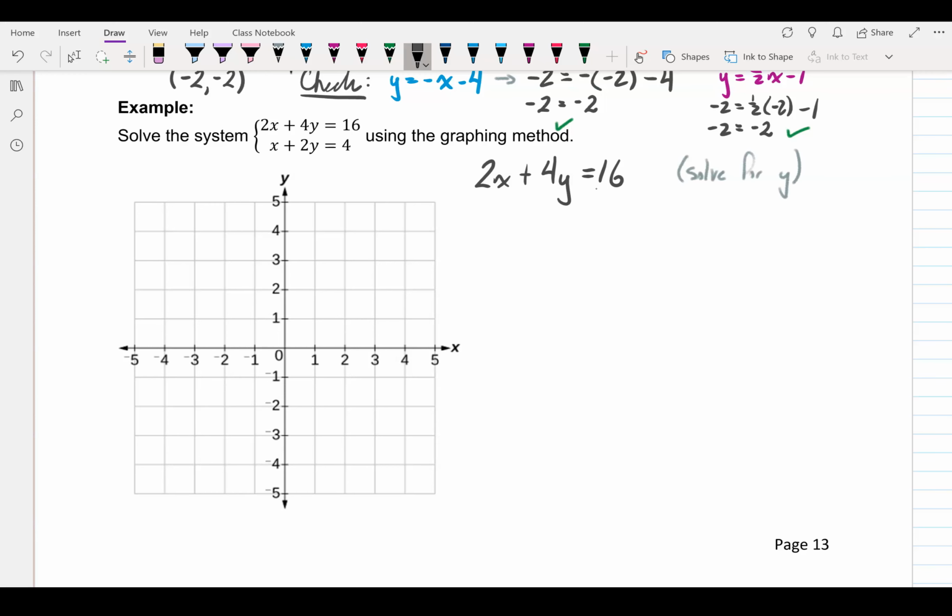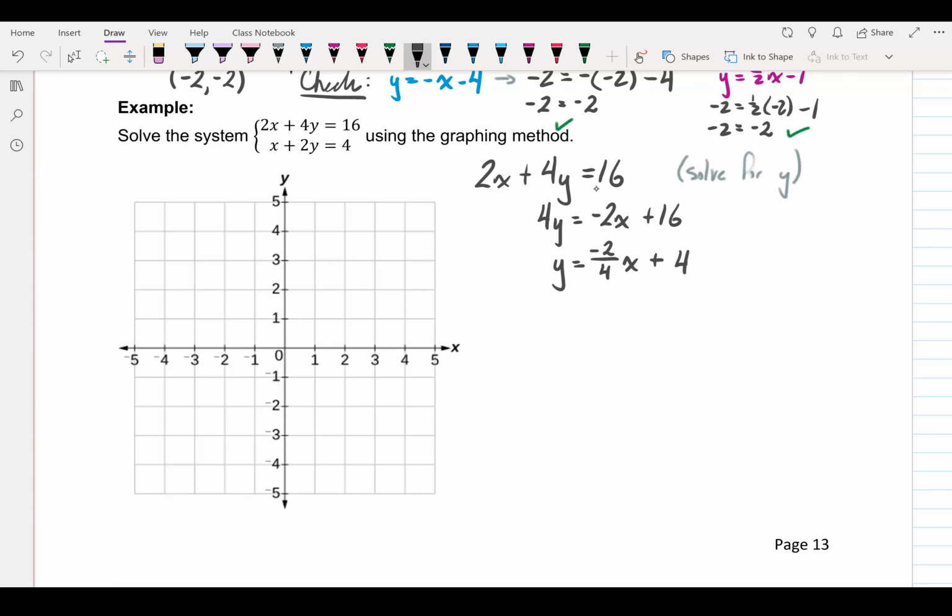And the reason I want to do that is it'll give me slope-intercept form. So I move the x term to the other side. I'm going to divide both sides by 4. Negative 2x, I'm going to divide that by 4, and divide 16 by 4. It gives me 4. All right, I've divided everything by 4 there.